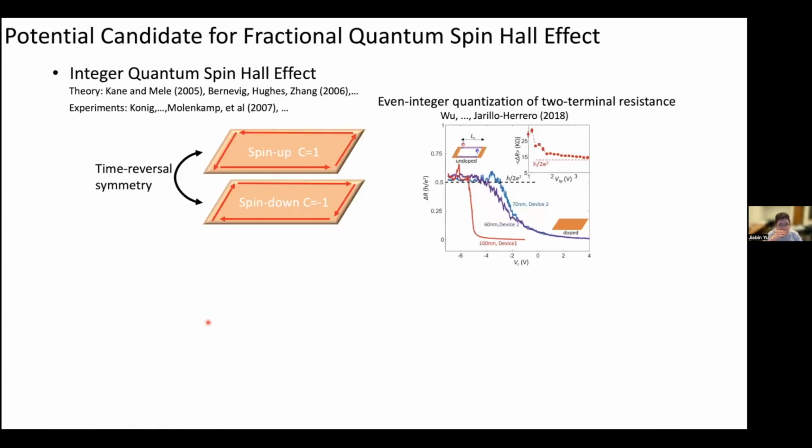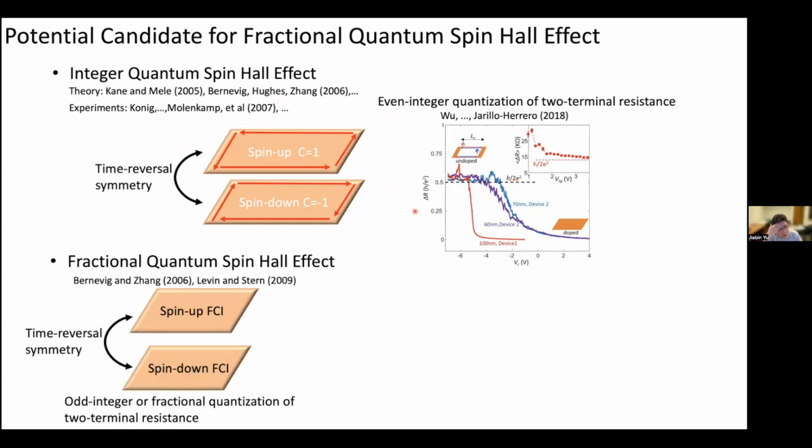The next step is to try to find more exotic phases based on FCIs. The phase that we are looking at right now is the so-called fractional quantum spin Hall effect. To introduce that, let me first review the integer quantum spin Hall effect, which does not require any interaction. It consists of a time reversal pair of two CIs, two Chern insulators with opposite Chern number and opposite spin. Experimental evidence of this phase is the even integer quantization of two-terminal resistance, like h over 2e squared is 2, which is even.